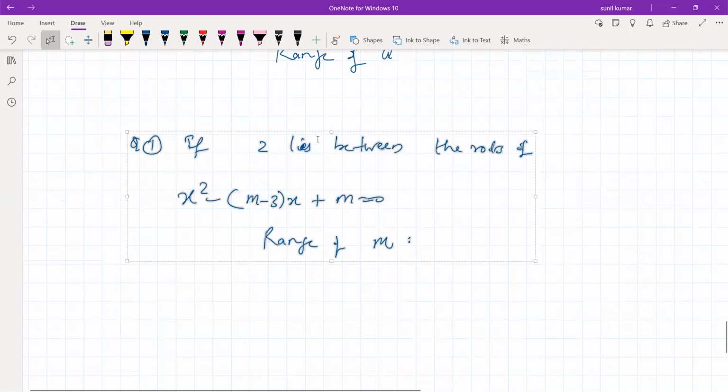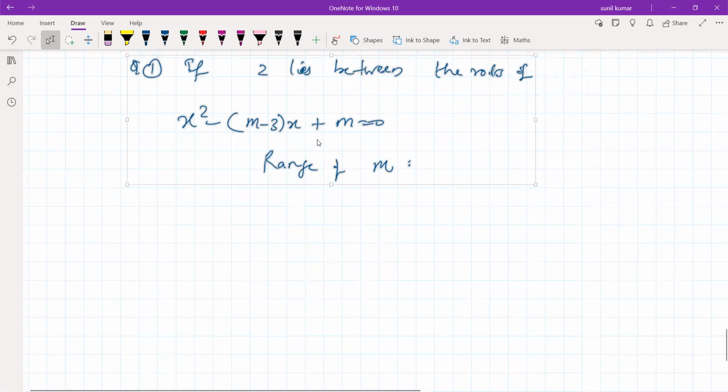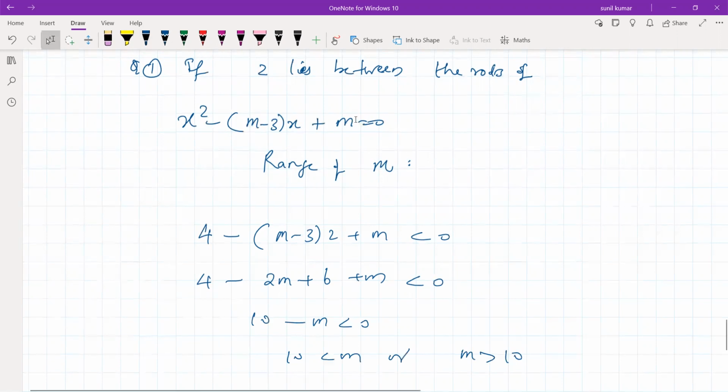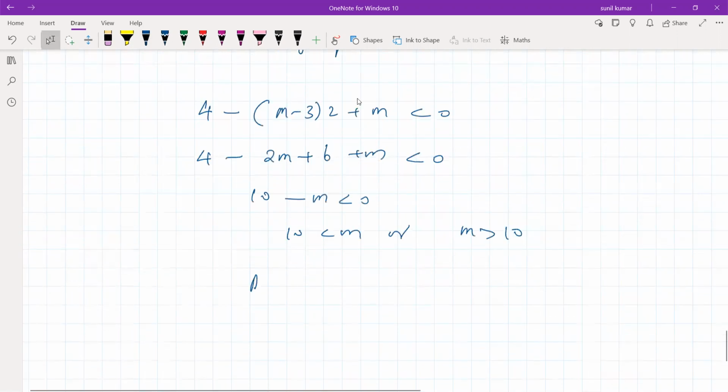Now this is coming out to be, if you put x equal to 2, that becomes 4 minus (m minus 3) into 2 plus m. This should be negative. 4 minus 2m plus 6 plus m should be negative. So 10 minus m should be negative, so 10 is less than m, or you can say m should be greater than 10. So the answer to this problem is 10 to infinity.